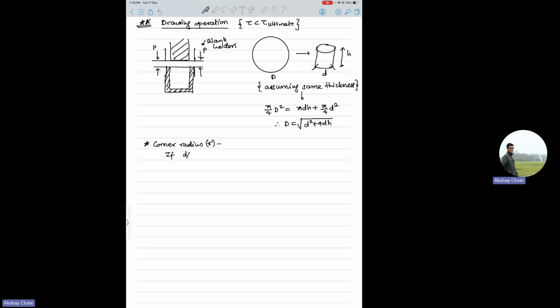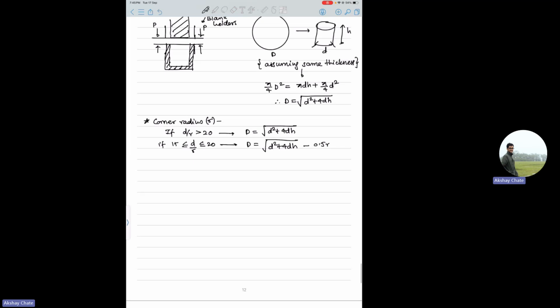If d by r, so the final diameter of the cup divided by r, is 20, in that case the blank should be of this much diameter. But if this is between 15 to 20, then the blank diameter needs some correction for that given corner radius. The first part remains as it is, but you need to subtract 0.5 times r from this diameter. Okay, this is about corner radius.